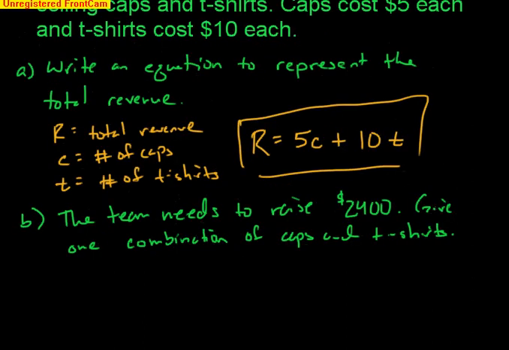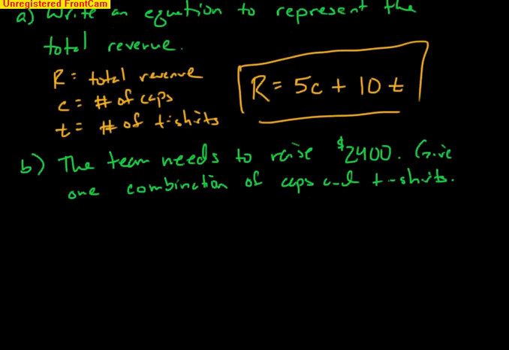Okay, so now the problem says, we have this revenue equation. We need to raise $2,400. Give one combination of caps and t-shirts that will do this. So we'll take our revenue equation, and this is R, right? This is R. So down here I'll plug it in. So 2,400 equals 5c plus 10t. And now we need to pick a value for either c or t, one that we think would work.